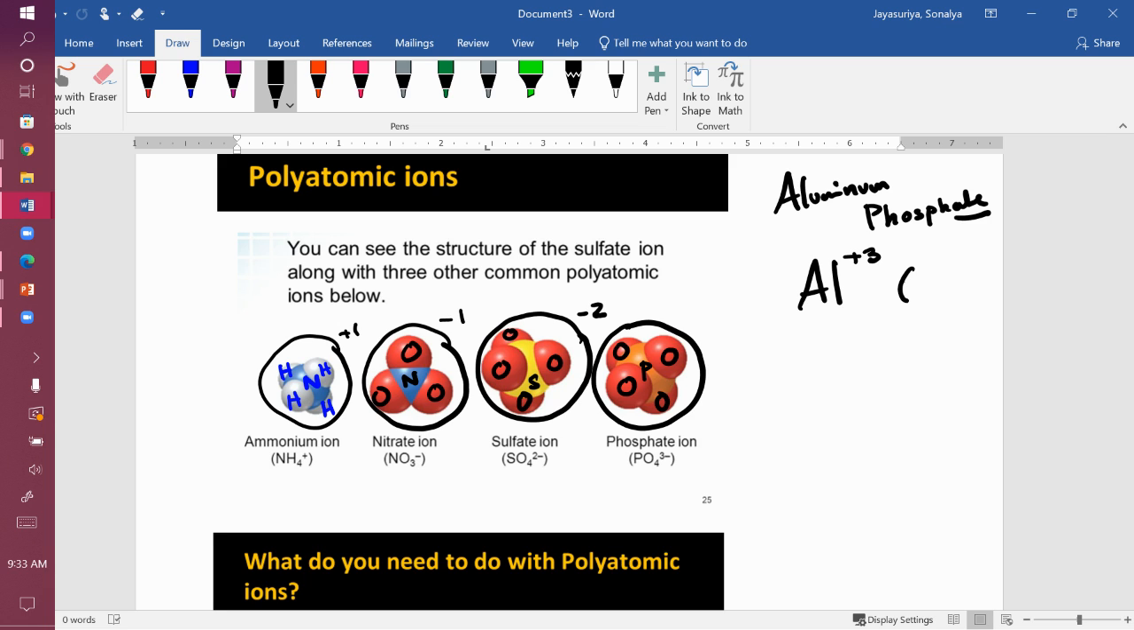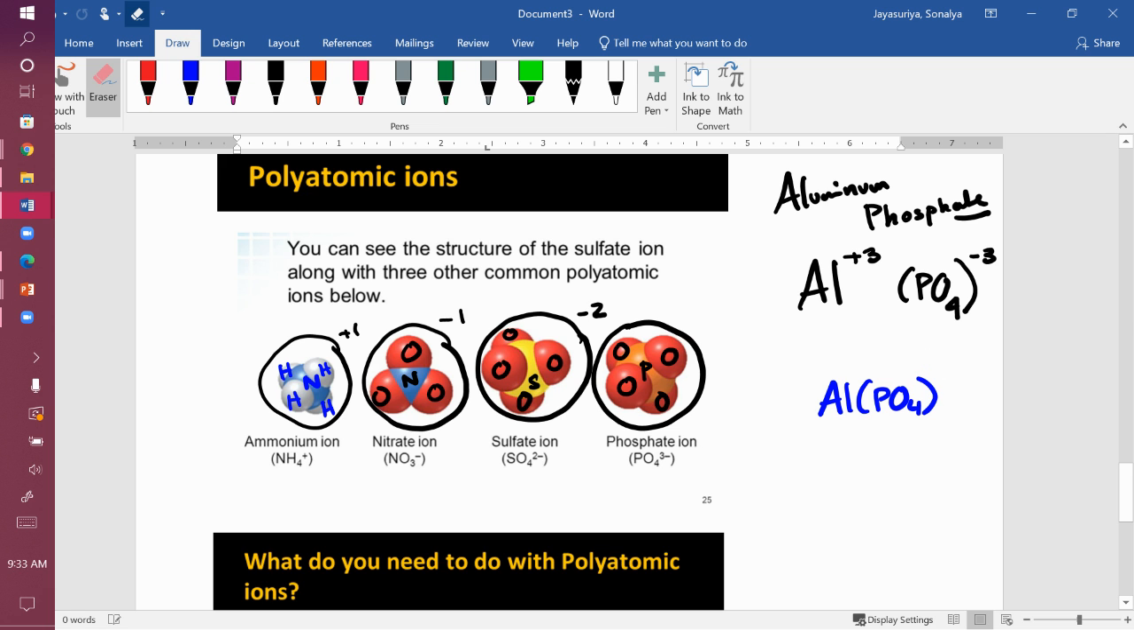Phosphate's formula is PO4, 4 oxygens, with a -3 charge. So +3 -3 balance out, and you get AlPO4. Put the unit inside parentheses. 1-to-1 ratio. This one is +3, this one is -3, they cancel out, and you get your neutral compound.